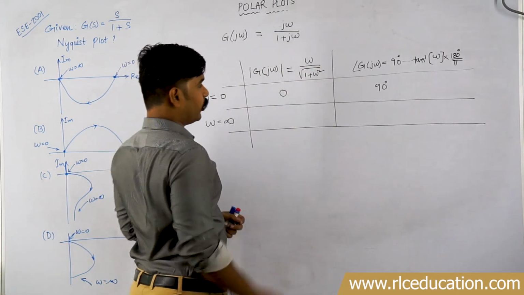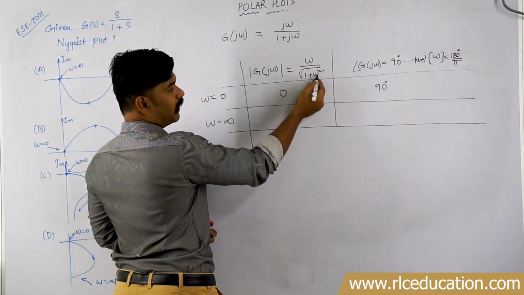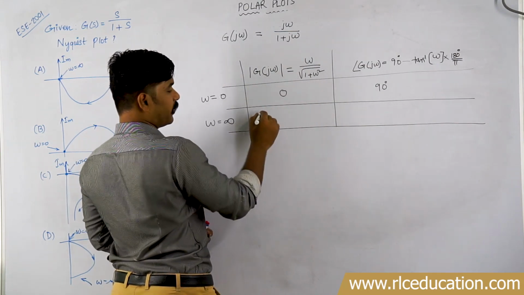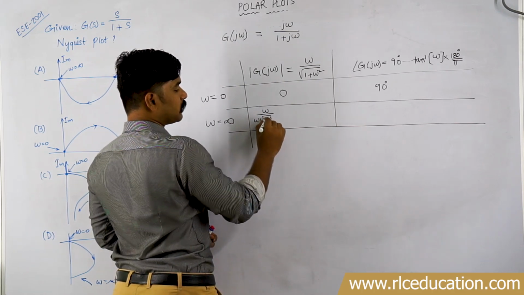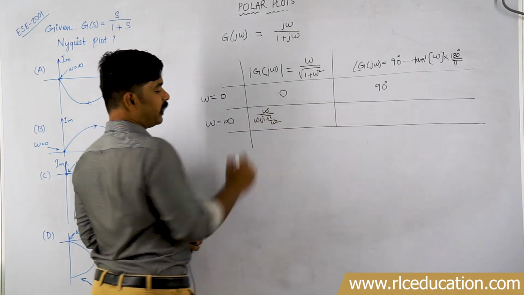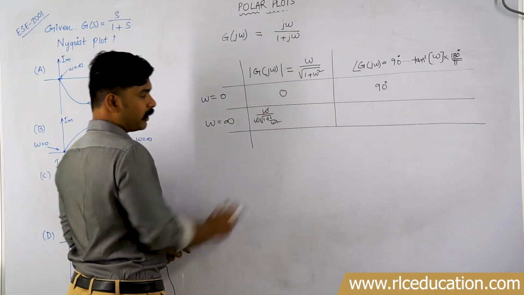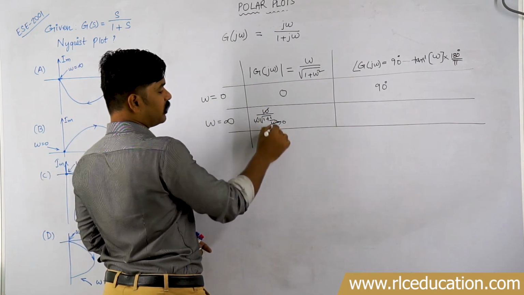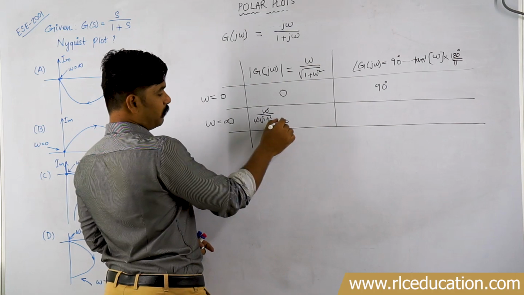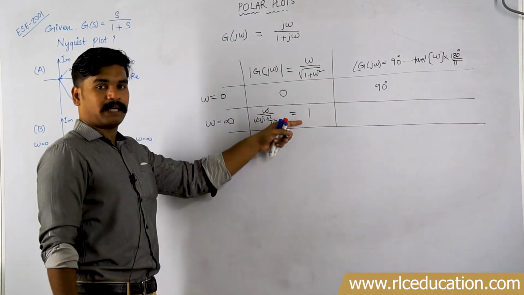At omega is equal to infinity, what is the magnitude? To find the magnitude, I will just take omega square common in this denominator term, then it will become like this. So omega into 1 minus 1 plus 1 by omega square, isn't it? Can't I simplify like this? So I will cancel out this omega on the numerator by doing this kind of approximation. If I put omega is infinity, 1 plus 1 by infinity will become 1, and the magnitude 1 by 1 will become 1 only.